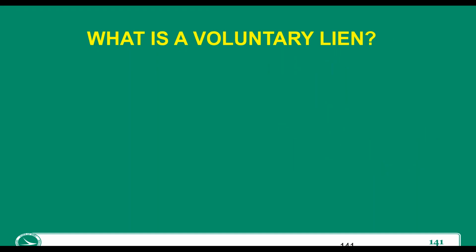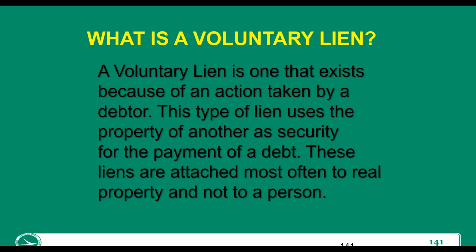Okay, what is a voluntary lien? You're going to find a couple different kinds of liens to put into your section 3. A voluntary lien is one that exists because of an action taken by a debtor. This type of lien uses the property of another as security for the payment of a debt. These liens are attached most often to real property and not a person. Basically, a voluntary lien is you went out and got a mortgage. You went out and got a line of credit. You bought a tractor and used your property as a farmer for collateral.